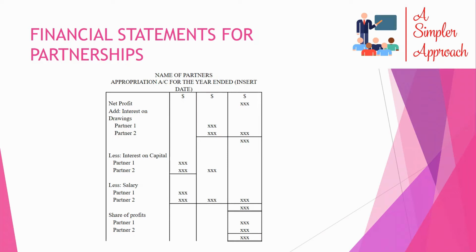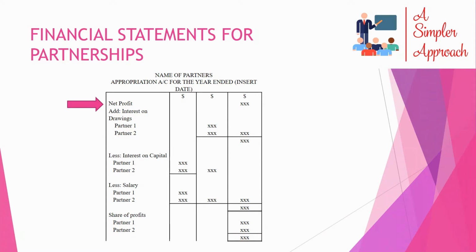Now, on your screen, you are looking at the outline for the appropriation account. Notice what it starts with. That looks familiar, does it not? It should, because the income statement ends with net profit, because remember, that's the purpose of the income statement, to calculate net profit. Now, by virtue of the fact that the appropriation account starts with net profit, it means that everything above net profit remains the same. The income statement as you know it remains the same.